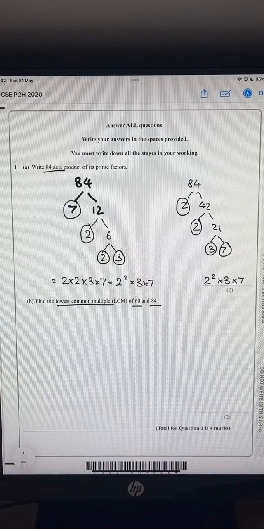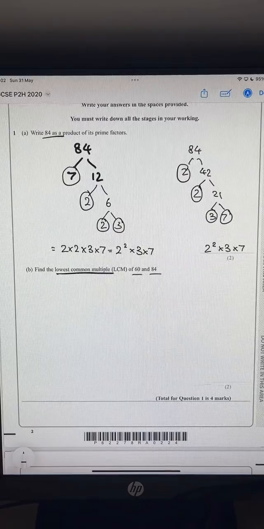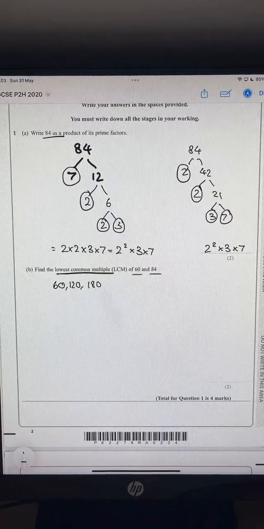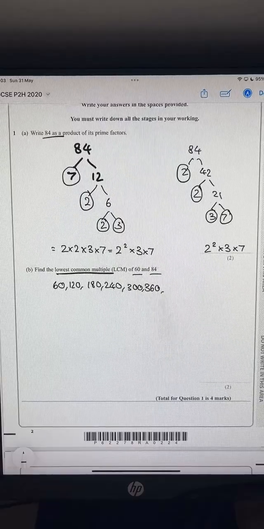Notice we found the prime factors of 84 in part A, so you can use what you did in part A to help you in part B. I'll show you this in two ways. The easy way is literally just to list the multiples. The multiples of 60 are 60, 120, 180, 240, 300, 360, 420, and so on.